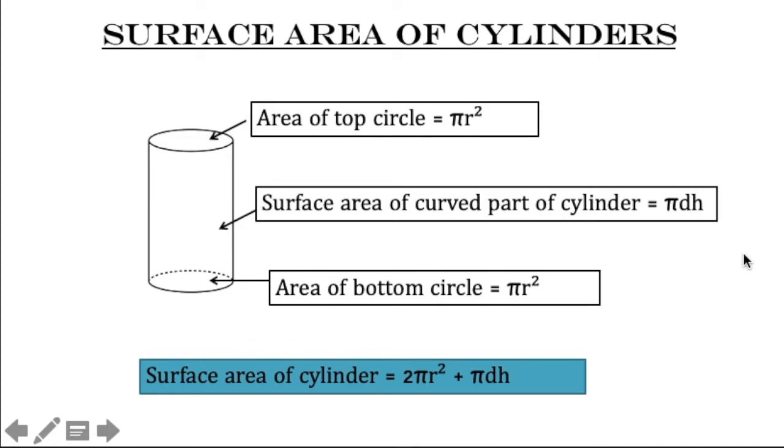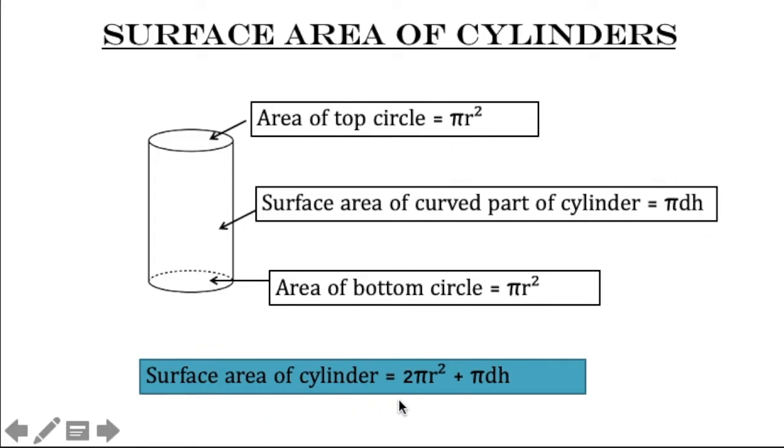So when you calculate the surface area of a cylinder, you will have to calculate the area of the top circle, multiply that by 2 because it's the same as this one, or work them out separately as the area of a circle. We know by formula it is pi radius squared. Here's another one, the area of the bottom circle, pi radius squared. Then we just worked out how to calculate the area of the curved part of the cylinder, which is pi dh. Put it all together into one formula to calculate the surface area of a cylinder.